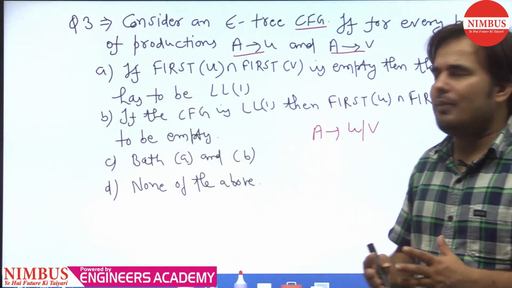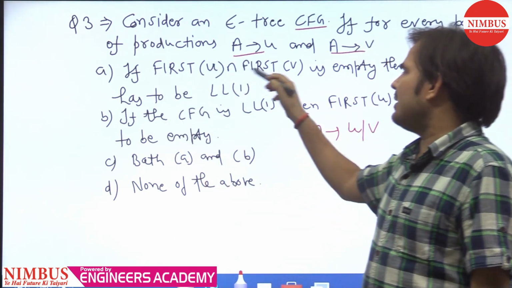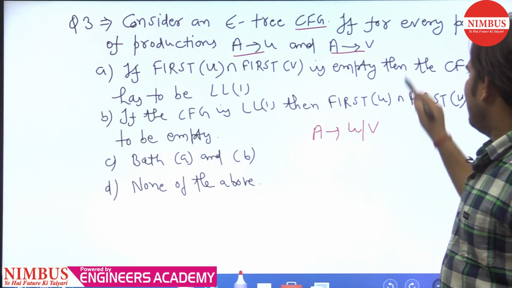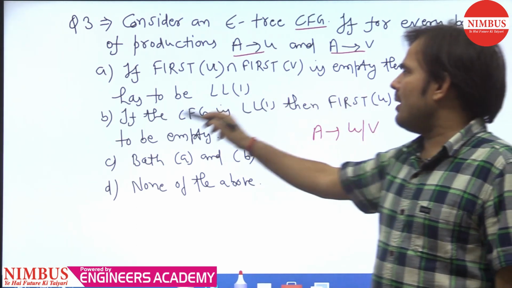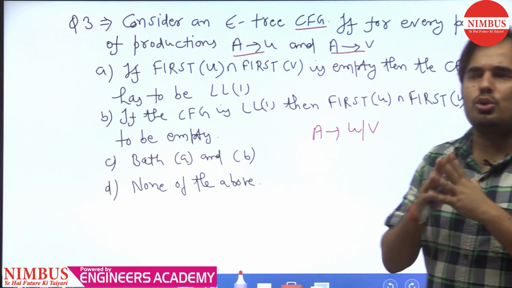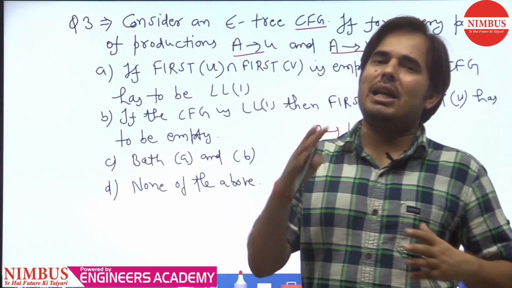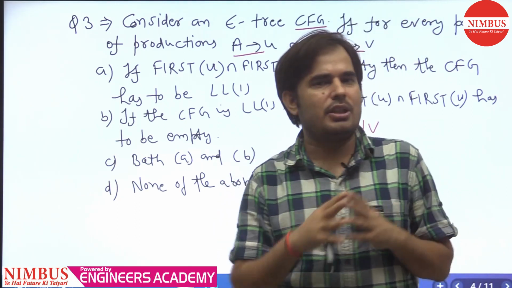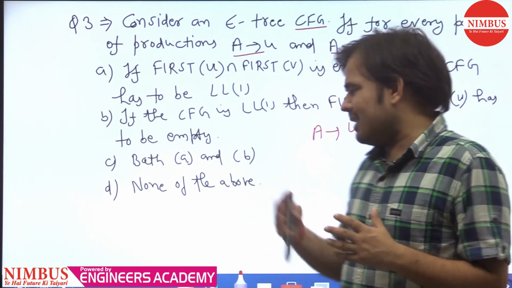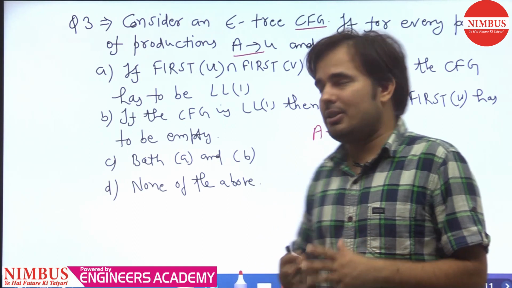The first statement is saying: if first of U intersection first of B is empty, then the context free grammar has to be LL1. To check whether the given context free grammar is LL1 or not, we have 5 basic rules. So I am going to give you the extra information on what these 5 basic rules are.